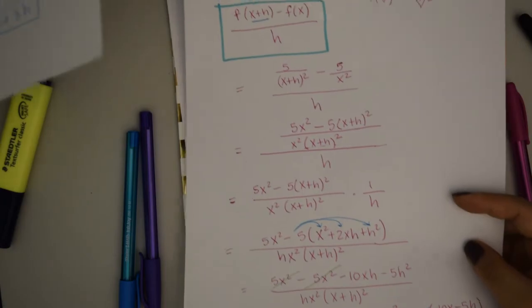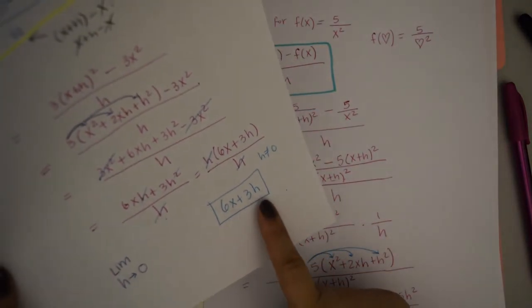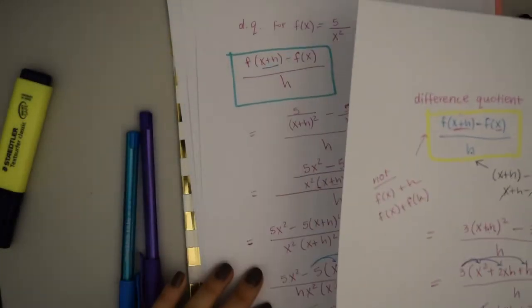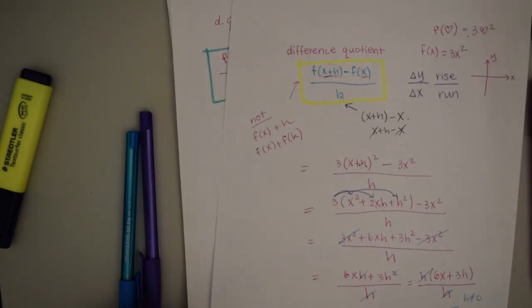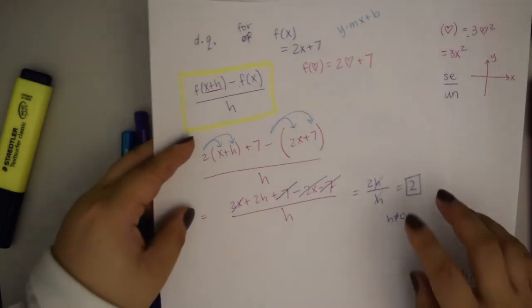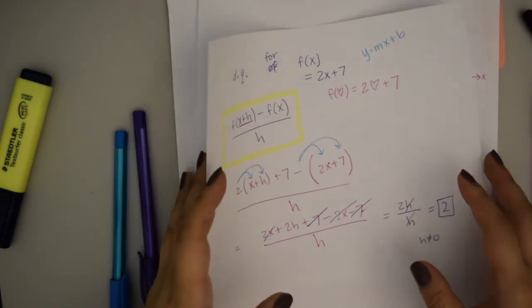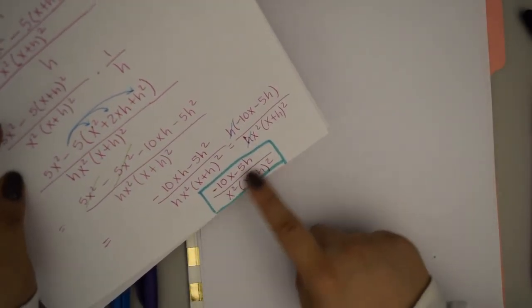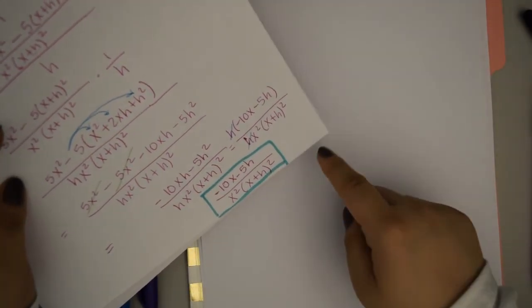And so we did one example where it's 6x plus 3h. We did one example where the answer is 2. And we did one that was a little bit more complicated, but we got minus 10x minus 5h all over x squared times x plus h squared.